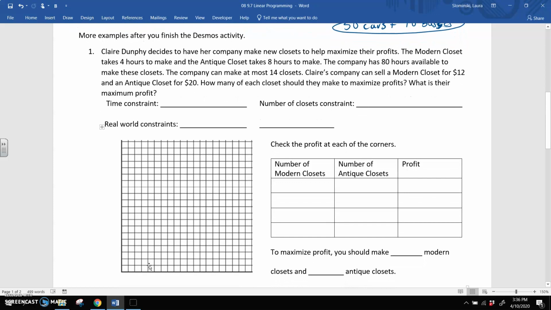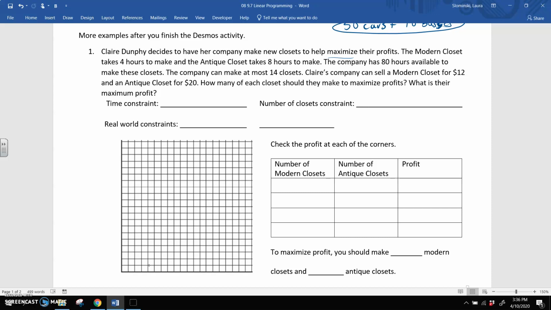Claire Dunphy decides to have her company make new closets to help maximize her profit. So once again, we're maximizing. The modern closet takes 4 hours to make, and the antique closet takes 8 hours to make. The company has 80 hours available to make these closets. The company can make at most 14 closets. Claire's company can sell a modern closet for $12 and an antique closet for $20. How many of each closet should they make to maximize profits, and what is their maximum profit?